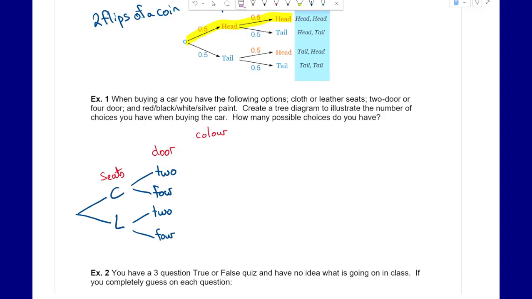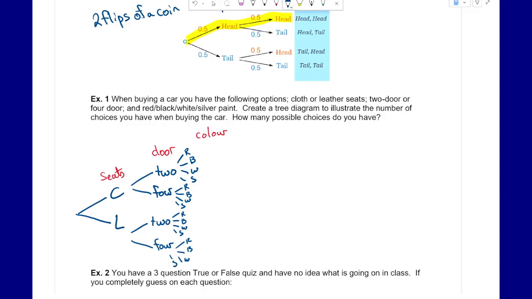Let me adjust that a bit. Red, black, white, silver. Same thing for four-door. 1, 2, 3, 4. Red, black, white, silver. Same thing for two doors for the leather. Let me just move this down a bit. Give it a bit more space. 1, 2, 3, 4. Red, black, white, silver. And then four-door, red, black, white, silver. Thankfully, we don't have any other decisions to make after that, because then I don't think I would have enough space for my tree diagram.